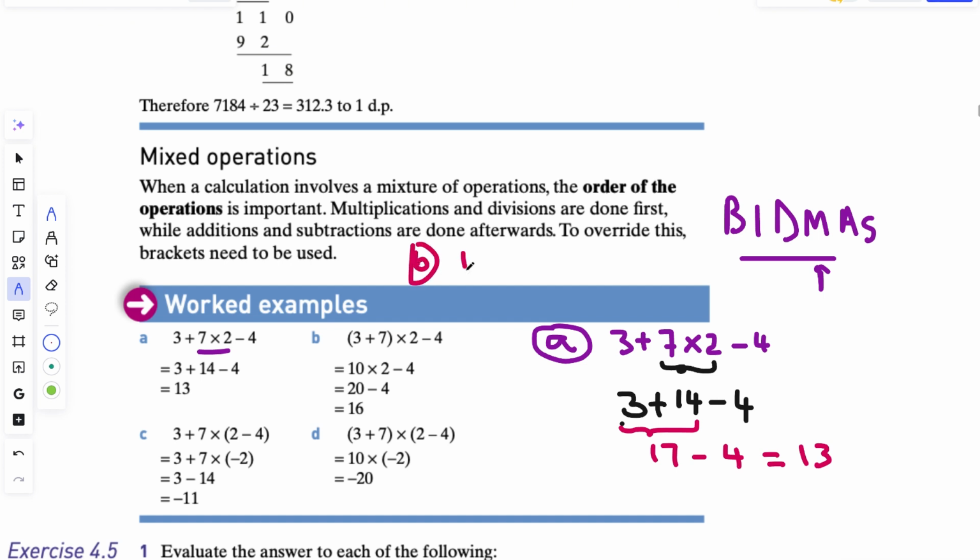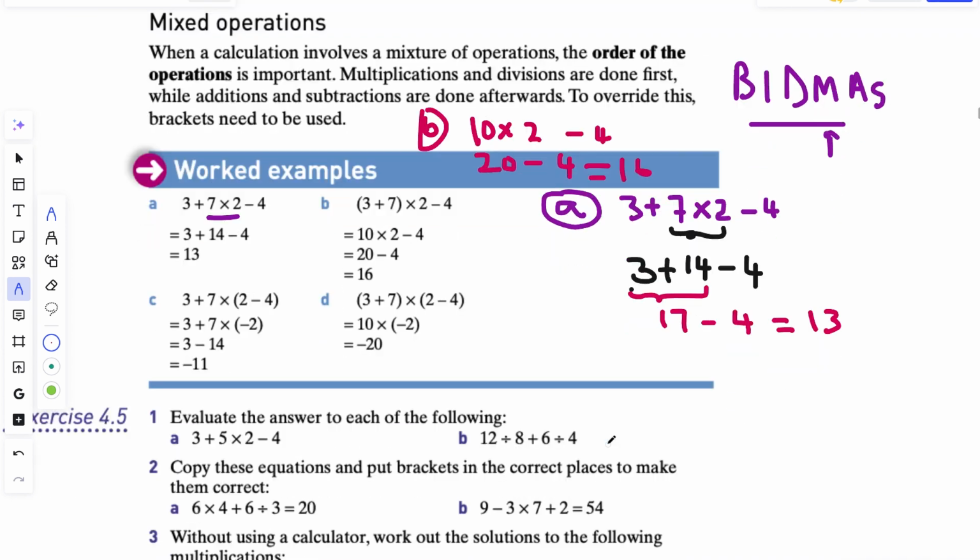So you write 10 here. Then the multiplication follows, because there is no division, so you multiply by 2. So 10 times 2, before you minus your 4. 10 times 2, you get 20. 20 minus 4, you get 16. So you can see you get different answers because the bracket has been put in a different position. The bracket has been introduced into the question. So you're not getting 13 as in the case of A, you get 16. So this is how we do BIDMAS.